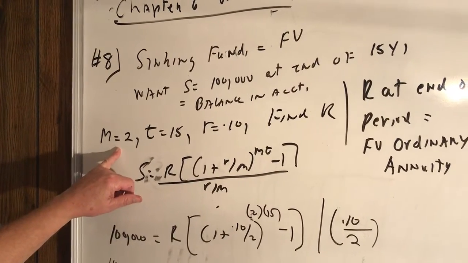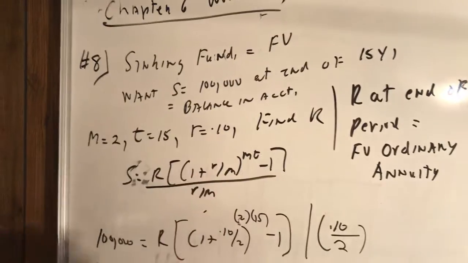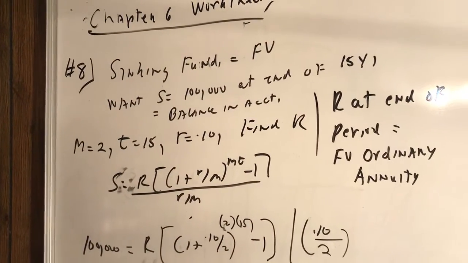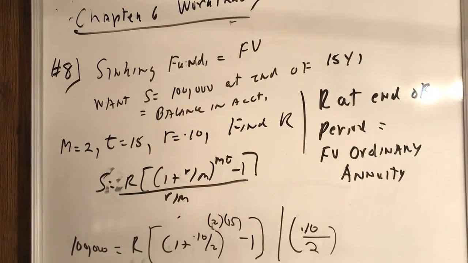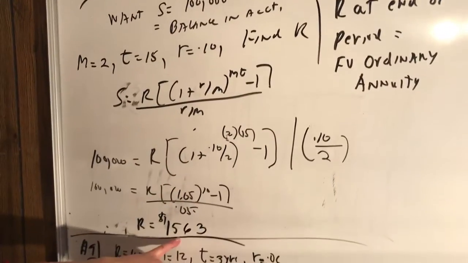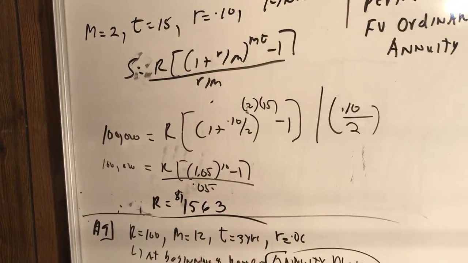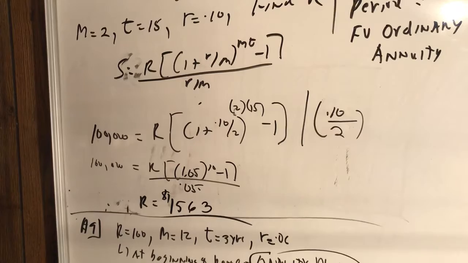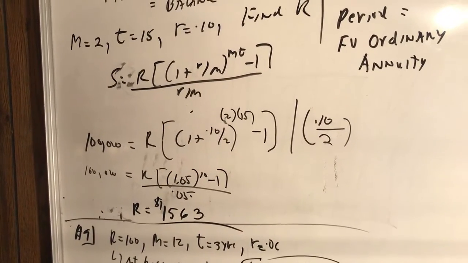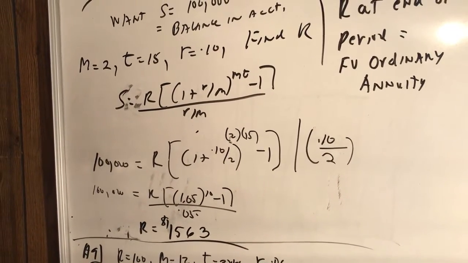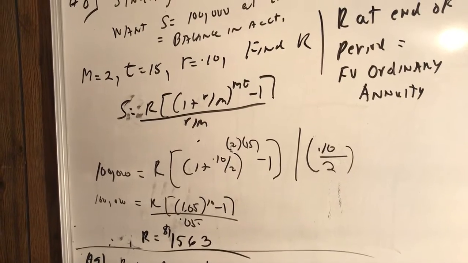M is 2. In this case, the interest rate is 10%, and you want to find R. So I put everything into here, and we get R equals 1563. And that's your answer. That's all I want. Now, we already did that before. On the test was the sinking fund exactly the same way.